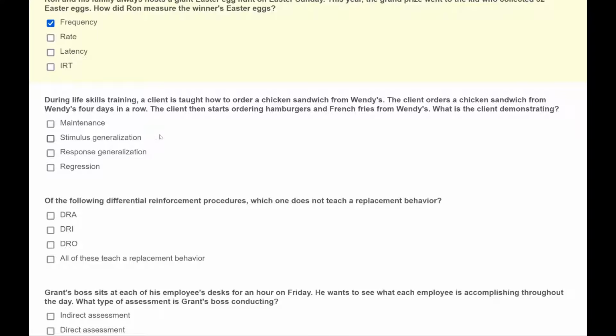During life skills training, a client is taught how to order a chicken sandwich from Wendy's. A client orders a chicken sandwich from Wendy's 4 days in a row. The client then starts ordering hamburgers and french fries from Wendy's. What is the client demonstrating?